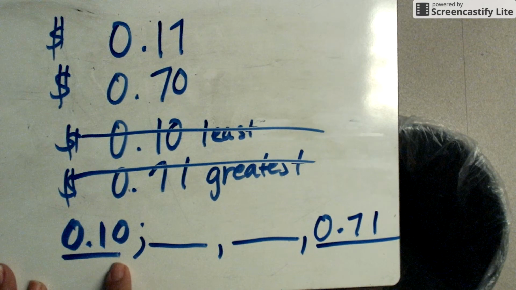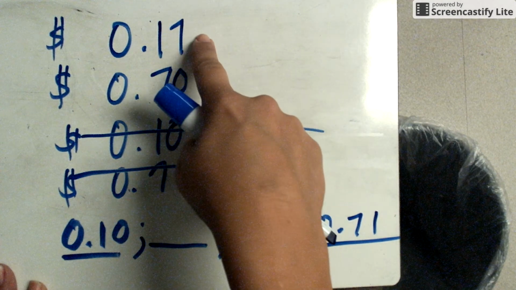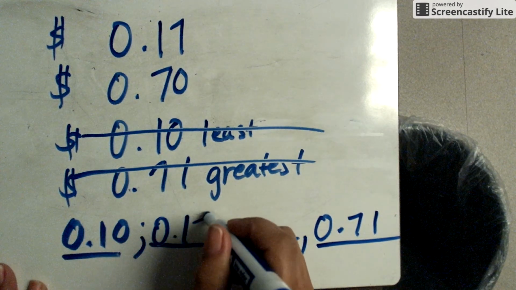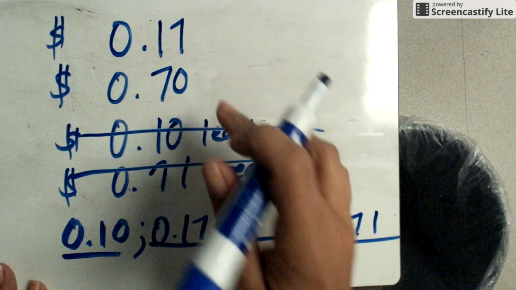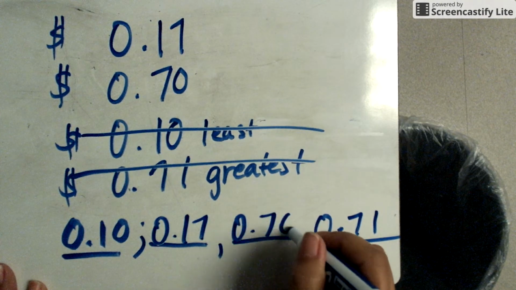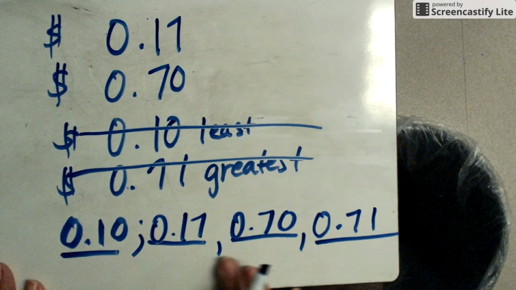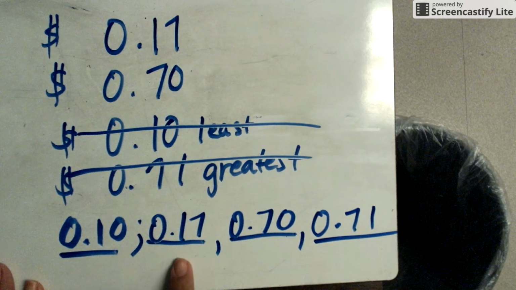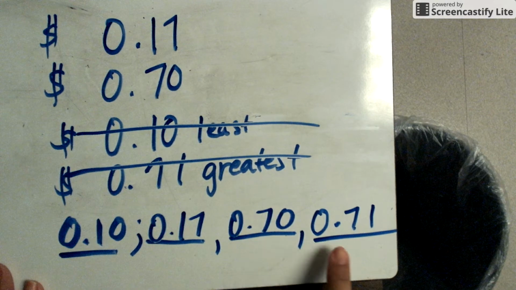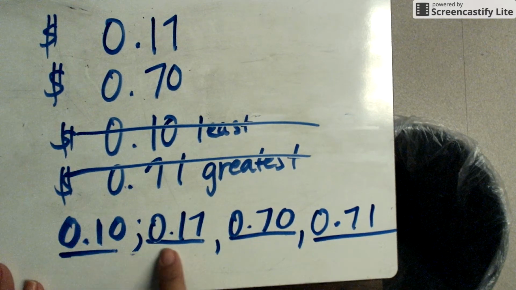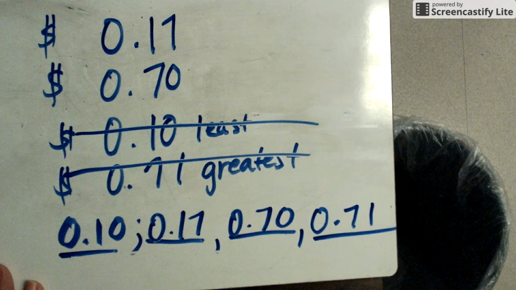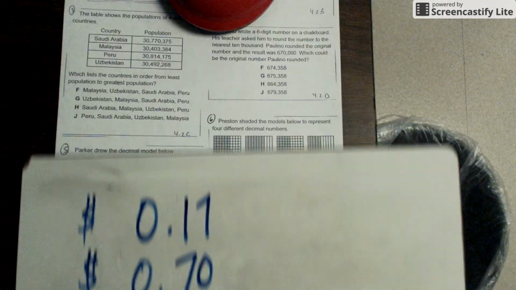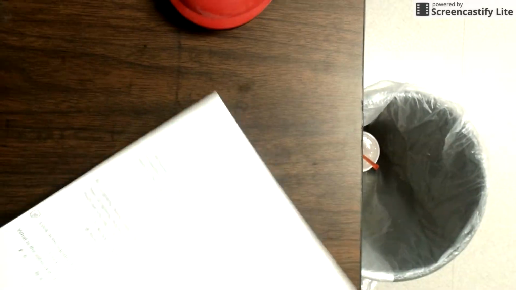Well, I know that if 10 hundredths is the smallest, 17 would be next. 17 hundredths is a little bit bigger, but it's less than 70 hundredths. So my 70 hundredths would go next. And then I just check. I have 10 cents, 17 cents, 70 cents, and 71 cents. That's definitely in order from least to greatest. Okay, so that's your strategy for ordering decimals. Put your zeros in the hundredths place, pretend like it's money, and then put them in order.